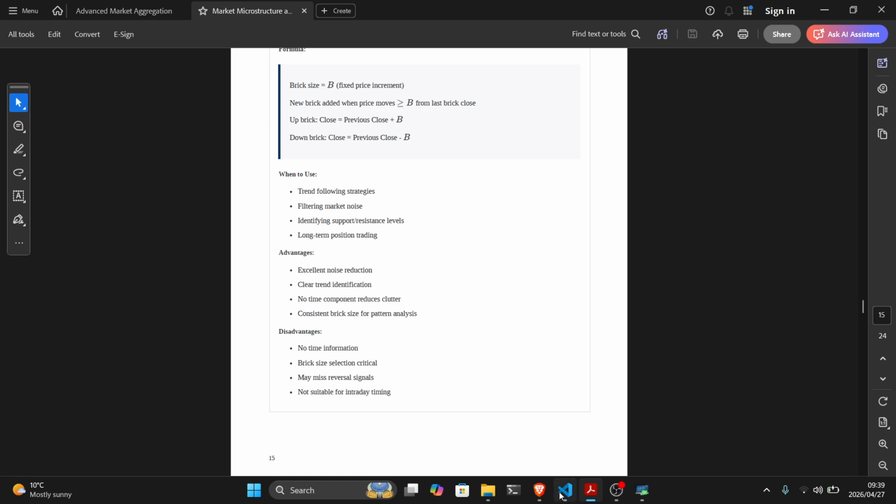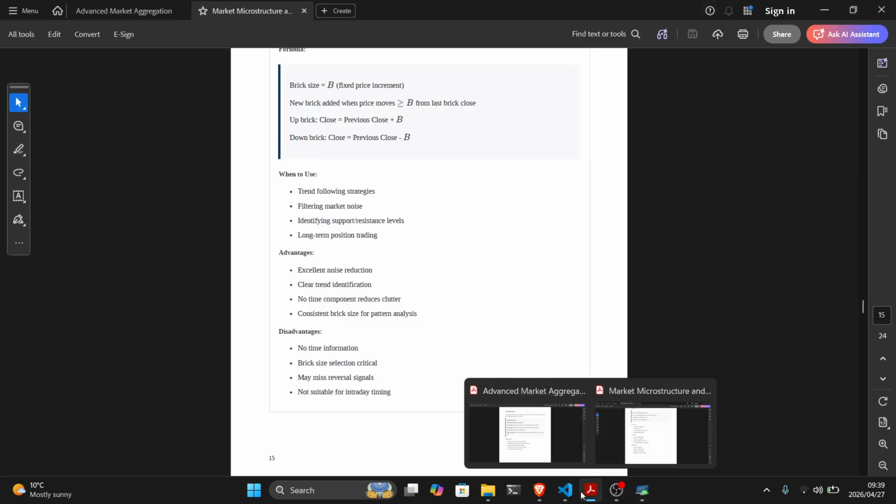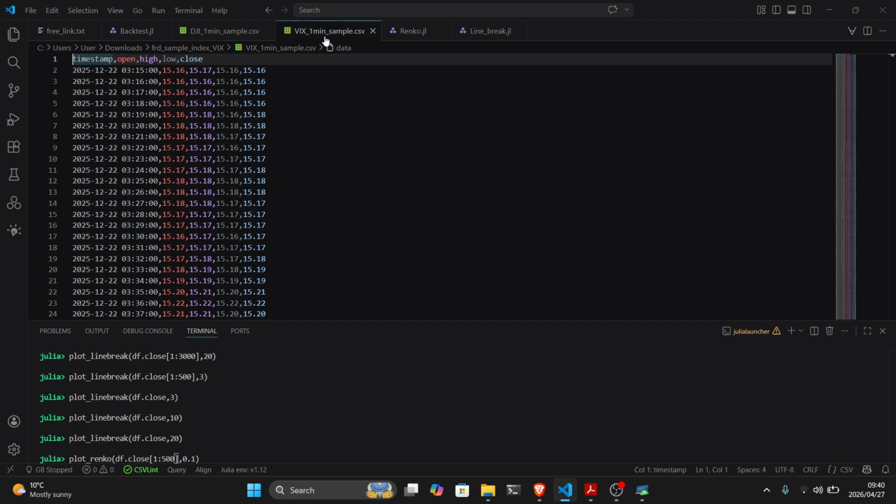Now let's get into the code. Here's my Renko function and my plot. Now I'm going to be using a brick size of about 0.1, and I'm going to be taking about 500 entries from my volatility index 1 minute data.